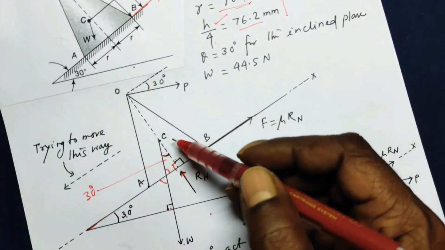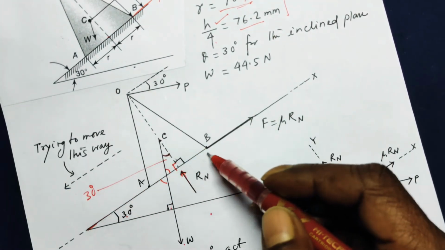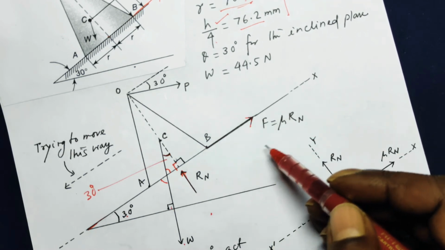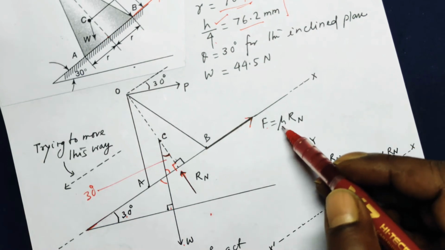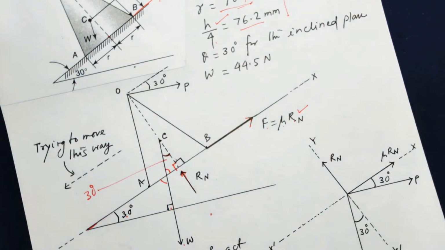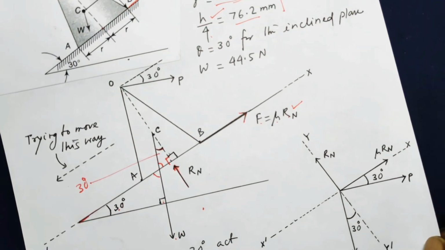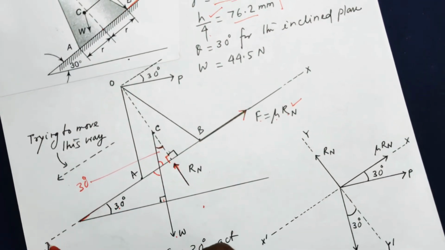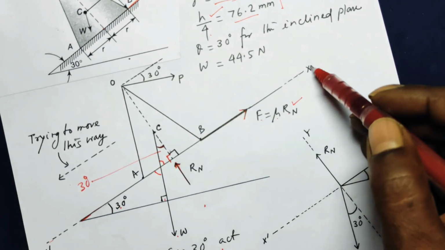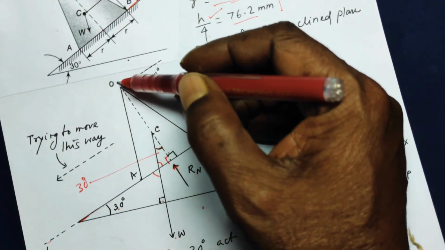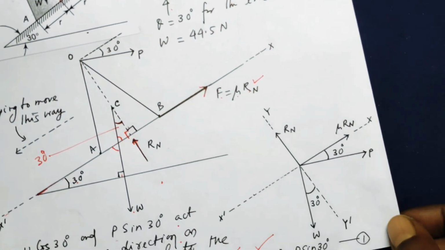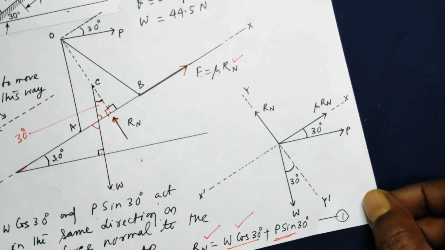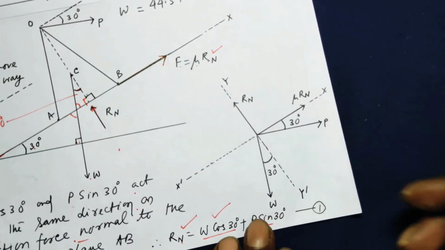And since the cone is tending to move to this side, here is the force of friction. As you know, force of friction is mu times the normal reaction, so force of friction will be mu times Rn. And now look here, I have taken this as your x-axis and this line as your y-axis to show you the different orientations of different forces here.